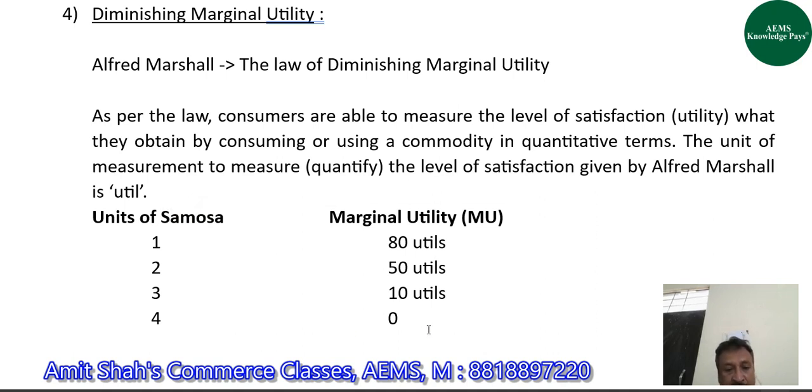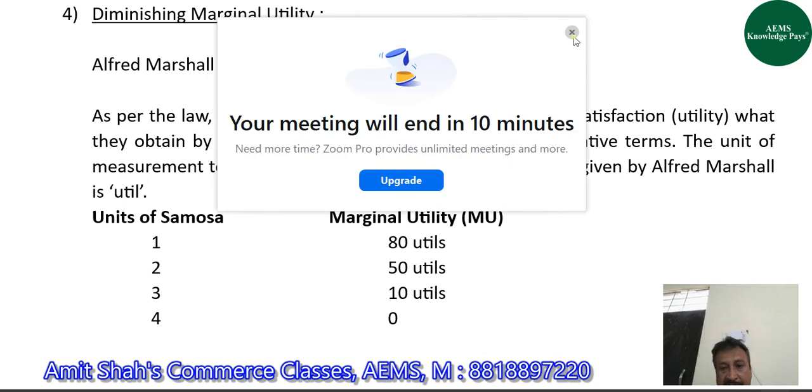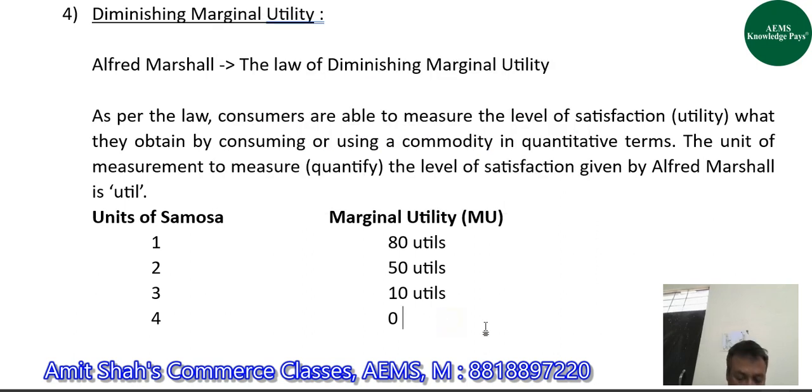You purchase a new mobile, even the most expensive mobile available in the market, right? Yet the very first day it will give you maximum satisfaction. Next day, the level of satisfaction will go down. Third day, again, it will go down further. And one fine day, you will get fully bored of that mobile and you will demand a new mobile set, the other mobile set.